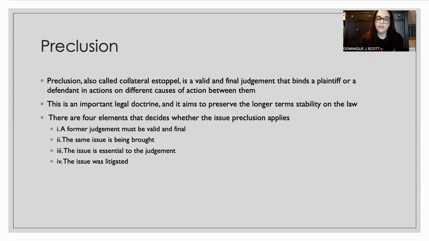Issue preclusion is a valid and final judgment that binds a plaintiff or a defendant in actions on different causes of action between them. There are 4 elements that decide whether issue preclusion applies. A former judgment must be valid and final. The same issue is being brought. The issue is essential to the judgment, and the issue was litigated.